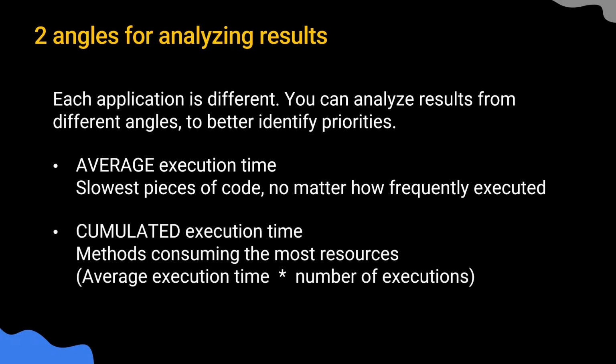And the second angle is what we call cumulated execution time. This one is taking into account how frequently this method or object was executed. So we'll basically multiply the average execution time by the number of executions to show which methods are consuming the most resources or consuming the largest number of minutes in the user experience. And by combining those two angles, you will be able to identify priorities. And I will show you an example of that when we do the clicking, why it is important to check under these two angles.